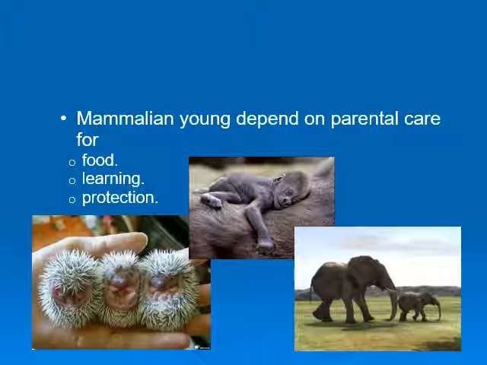And if we think about this, humans are the same, right? We depend on our parents and guardians for food when we grow up. We depend on them for learning. Of course, you're in school, so you depend not only on your parents and family for learning, but you depend on your teachers for learning too. And then for protection as well. Your parental care protects you during your life as you're growing up. So we share those things in common with all other mammals too.